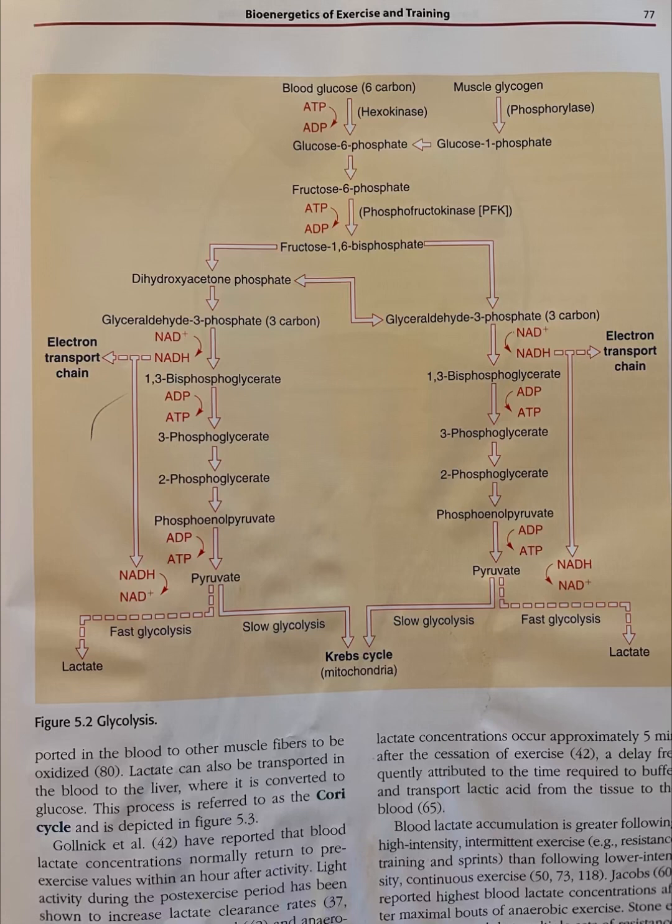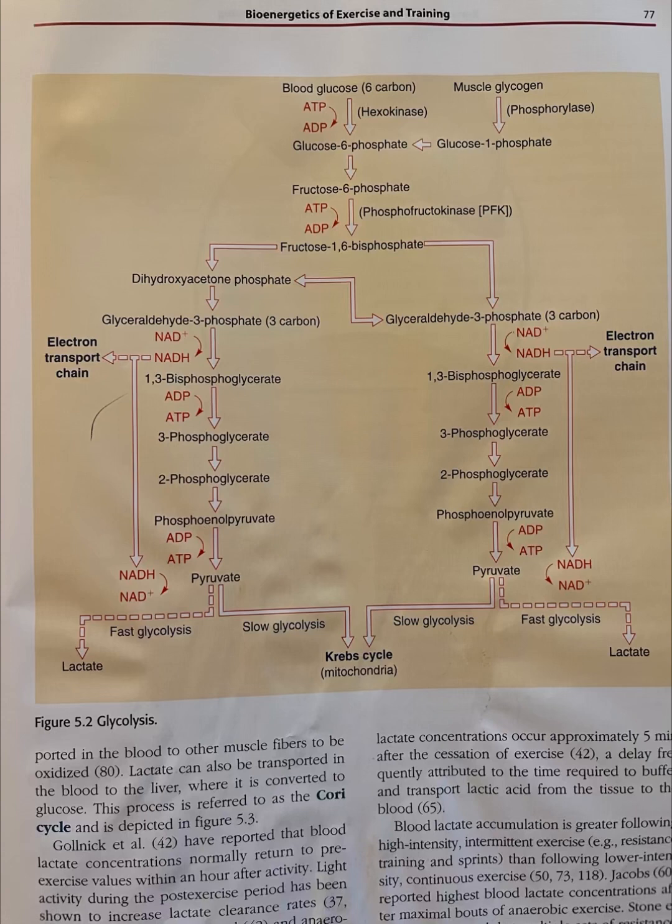Step 10, the pyruvate kinase reaction. Pyruvate kinase is the enzyme. The substrate is phosphoenolpyruvate, PEP, and the product is pyruvate and ATP. The last step of glycolysis is catalyzed by pyruvate kinase. This produces pyruvate. So during glycolysis, glucose, a 6-carbon sugar molecule, undergoes a series of enzymatic reactions and is eventually converted into 2 molecules of pyruvate.